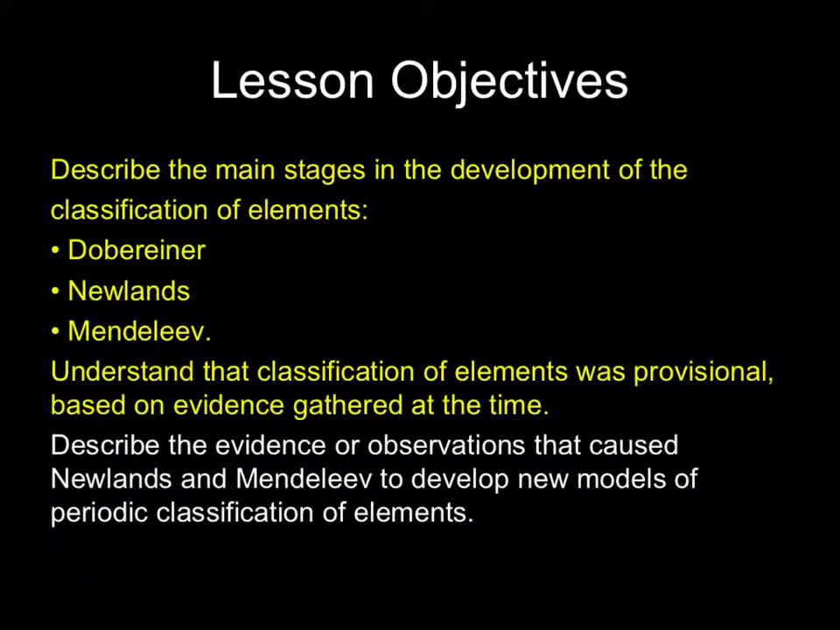Now we look at the main stages in the development of the classification of the elements. Being able to know a little about what the following scientists did, Dobereiner, Newlands and Mendeleev, to understand that the classification of elements was provisional, based on evidence gathered at the time, and that as more evidence was found, so theories changed and new methods were developed.